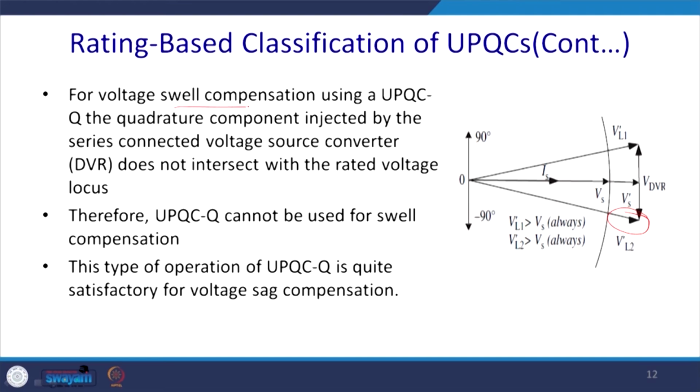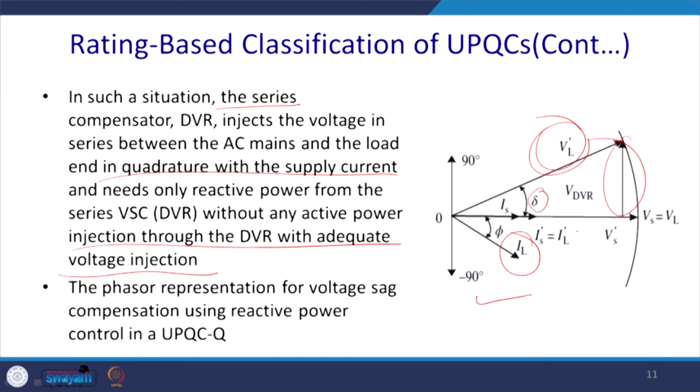For voltage swell compensation using UPQC Q, the quadrature component injected by the series connected voltage source converter DVR does not intersect with the voltage locus. You can see that. Therefore, UPQC Q cannot be used for swell compensation. This is one of the biggest differences. Of course this is A and this is B, so C square equals A square plus B square. So, you never get C less than A.